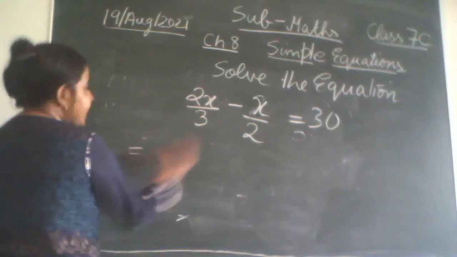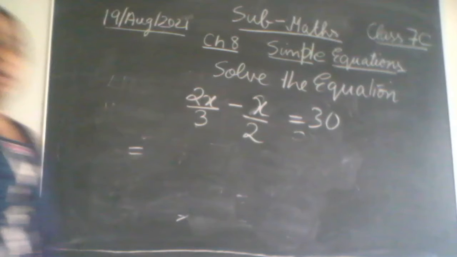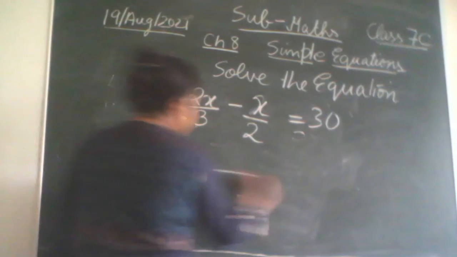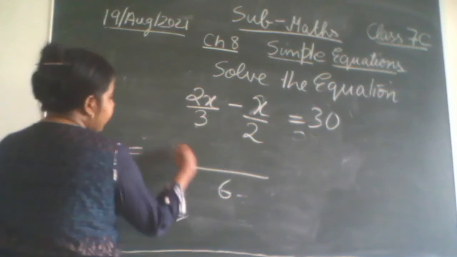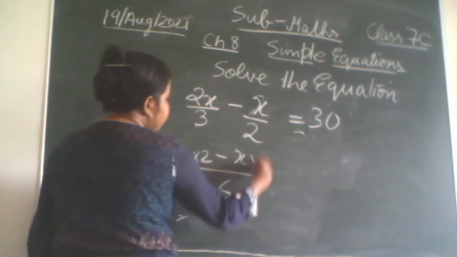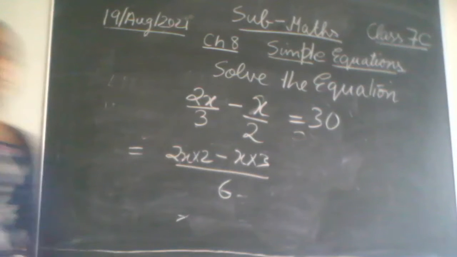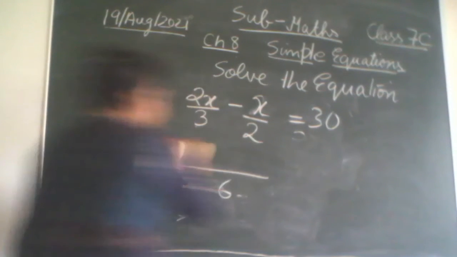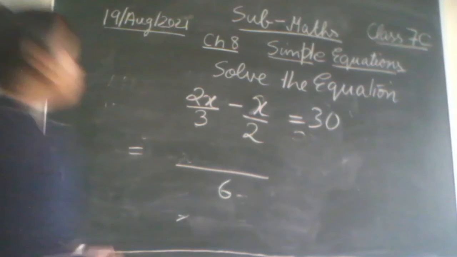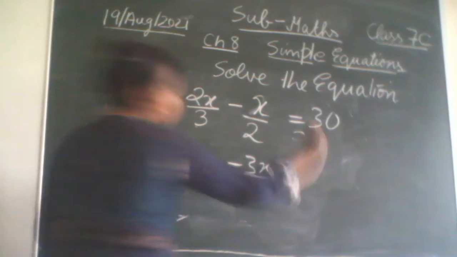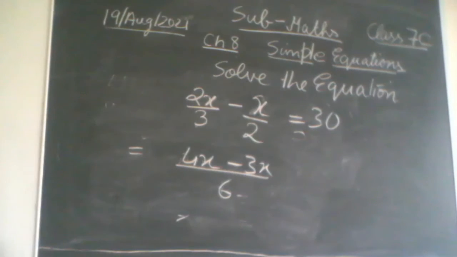So what is the LCM of 3 and 2? Ma'am, 6. So am I correct in writing 2x into 2 minus x into 3? If you are doing calculation, 4x minus 3x. If you are good in calculation, both are the same.